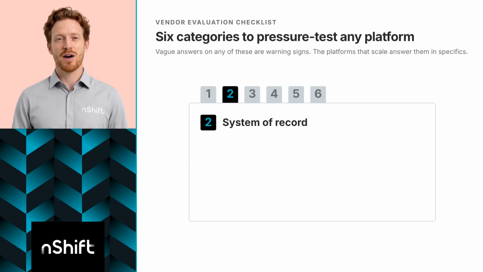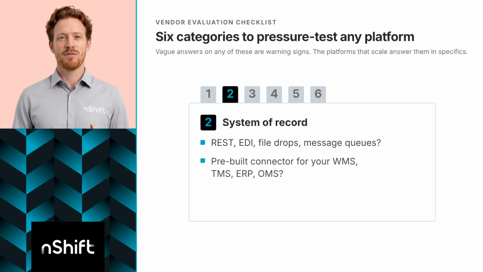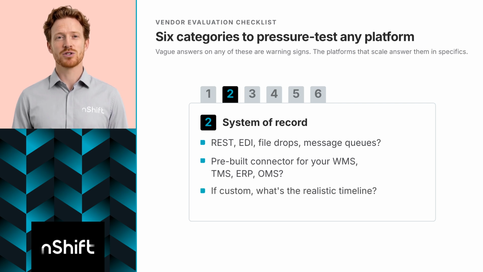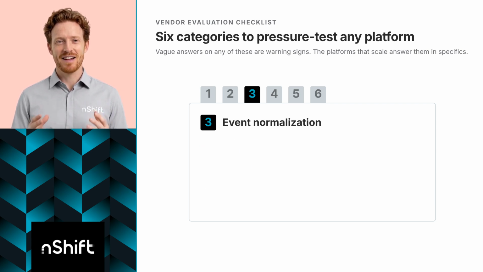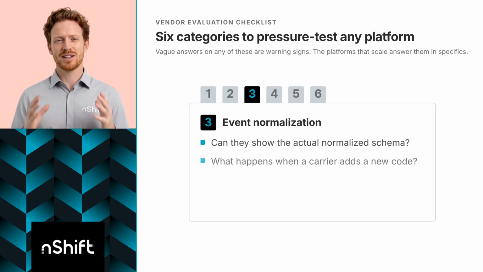Second, system of record. Which integration patterns do they support? Is there a pre-built connector for your WMS, TMS, ERP, and OMS? And if it's custom, what's a realistic timeline? Third, event normalization. Can they show you the actual normalized schema? What happens when a carrier introduces a new code? And is there a reconciliation job for missing webhooks?